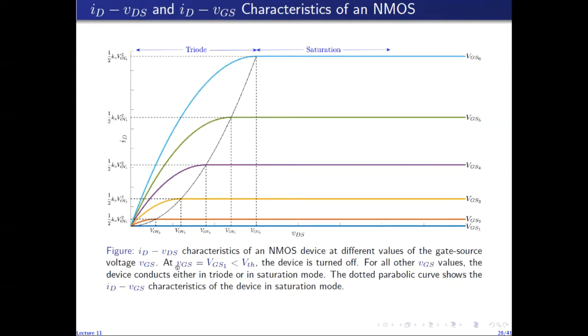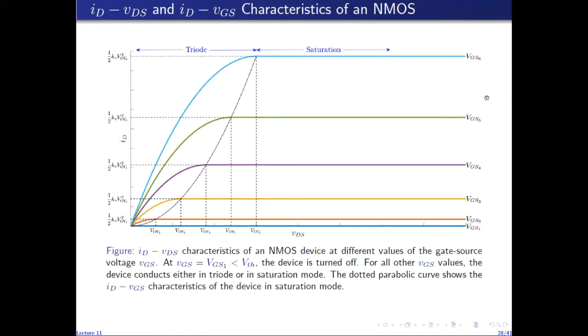Here at VGS equal to capital VGS1, since VGS1 has been assumed to be smaller than the threshold voltage, there is no conduction through the MOSFET because there is no channel. Hence the MOSFET is said to be in cutoff mode. This horizontal line on the x-axis represents zero current as we vary VDS. Hence it represents the operation of the device in cutoff mode.